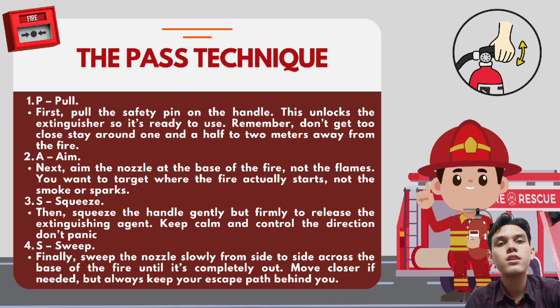Okay, next is the explanation of the PASS technique. First, pull the safety pin on the handle. This unlocks the extinguisher so it's ready to use. Remember, don't get too close, stay around 1.5 to 2 meters away from the fire. Next, aim. Aim the nozzle at the base of the fire, not the flames. You want to target where the fire actually starts, not the smoke or sparks. And then squeeze the handle gently but firmly to release the extinguishing agent.